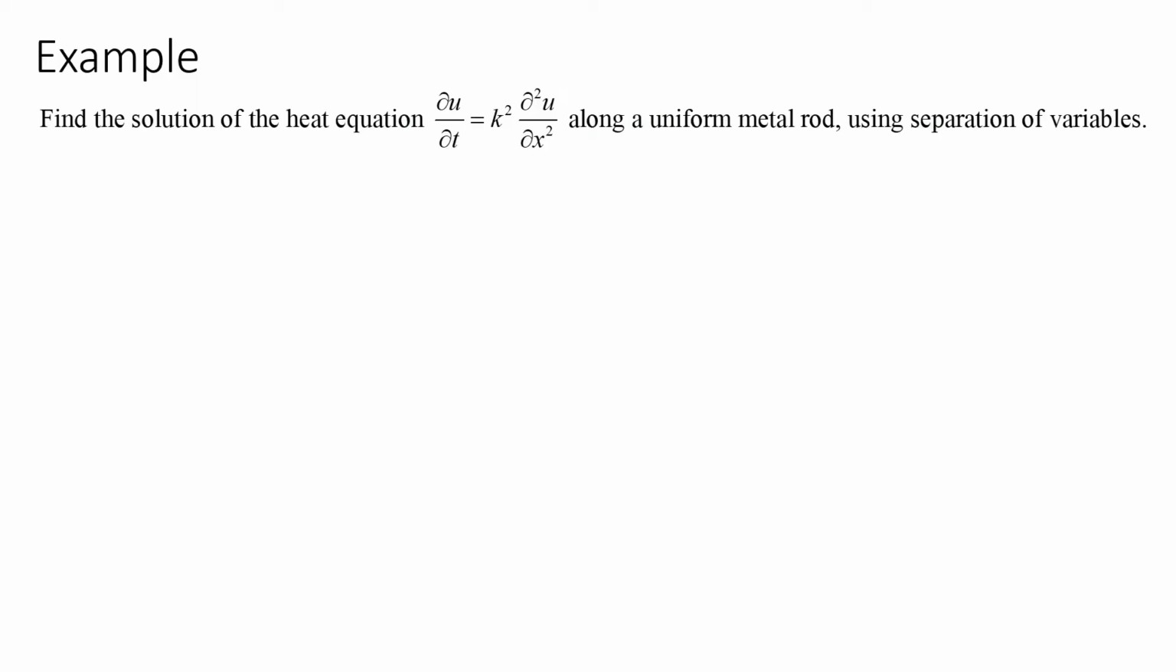Okay, now let us try this example using the separation of variables. Find the solution of the heat equation del u over del t equals k squared del squared u over del x squared. We notice that u, the dependent variable, depends on the independent variables x and t, so this can be written in separable form: X in terms of x, and T in terms of t.